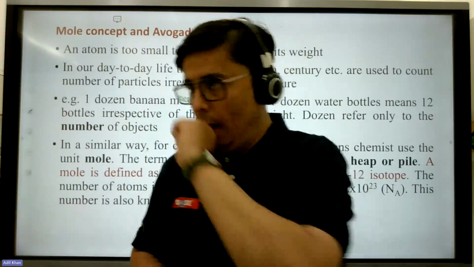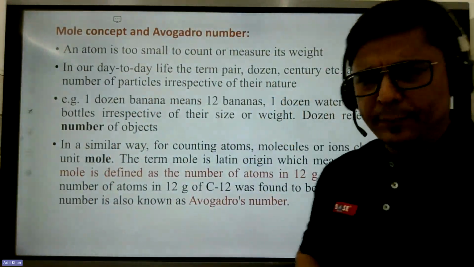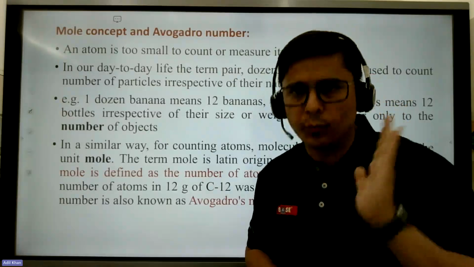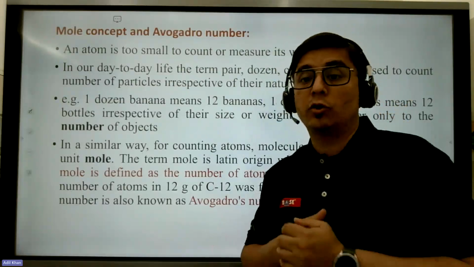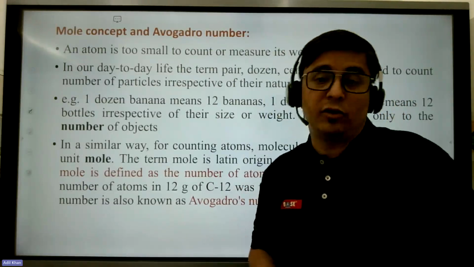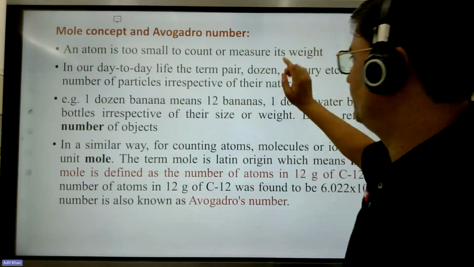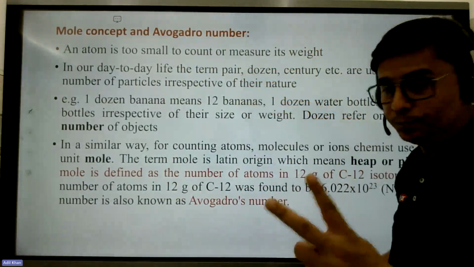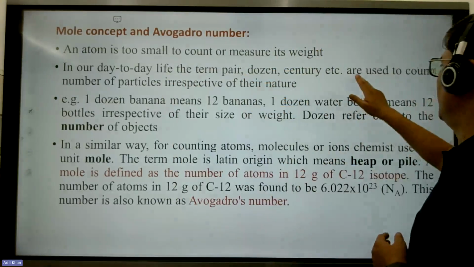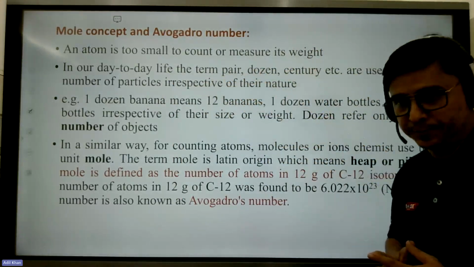Mole concept and Avogadro number. In the previous sessions, I discussed many times that atoms are too small to measure or even count, or to find out the relative weight also, it is sometimes not feasible. So in our day-to-day life, we know the terms pair means 2, dozen means 12, century means 100, etc. These are used to count the number of particles irrespective of their nature.